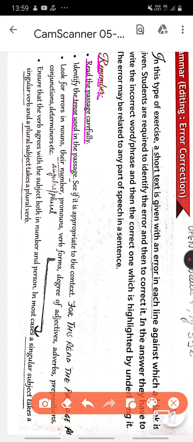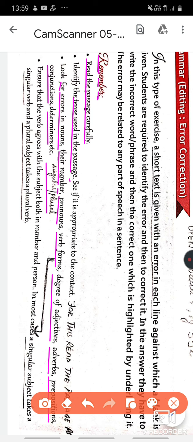See if it is appropriate to the context. It means whether you're talking about a present fact or something that was related to the past. For this, you need to read the passage as it is. The third rule says look for errors in nouns, their numbers. Number refers to singular or plural. Pronouns, verb forms, degrees of adjectives, adverbs, prepositions, conjunctions, determiners, etc.